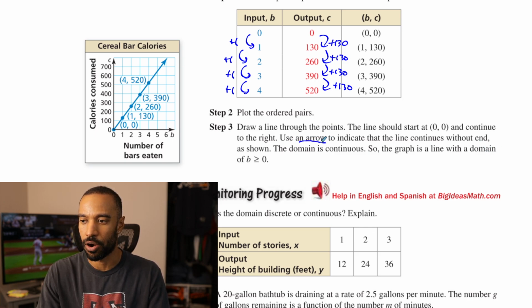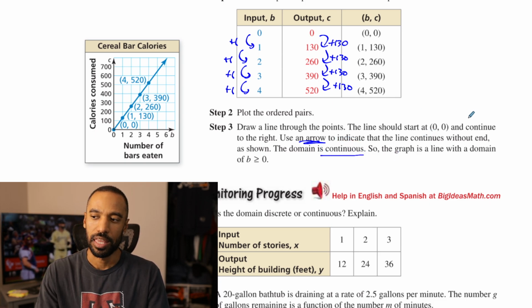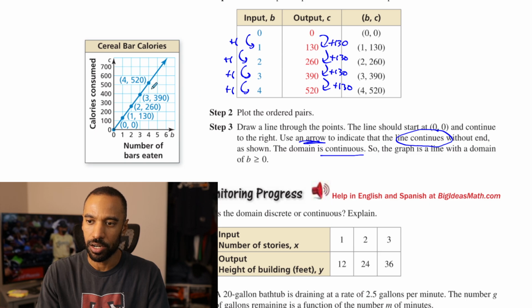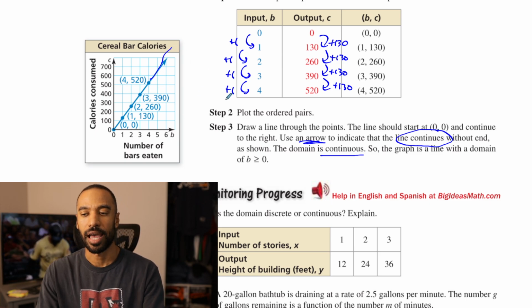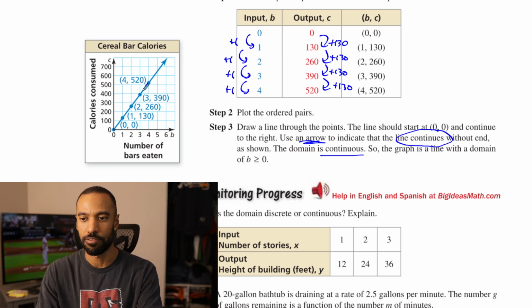They do say draw a line through the points because it is continuous. They also mention an arrow. Use an arrow to indicate the line continues without end as shown. Now, it's continuous. Now, here's the problem. They mention the word continues here to say this graph goes on forever. That's not what continuous means. Continuous means that there's an infinite set of points between any two points that we have on the graph. That doesn't necessarily mean it goes on infinitely.